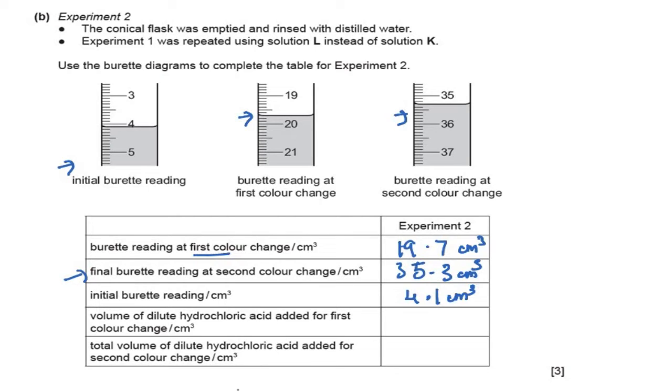Now the volume of the dilute hydrochloric acid added for the first color change. As usual, we find the difference between the first and third reading, which is 15.6 centimeter cube. Then the total volume of the dilute hydrochloric acid added for the second color change. Again we find the difference between the second and the third reading, which is 31.2 centimeter cube. So this completes the second table for experiment 2.